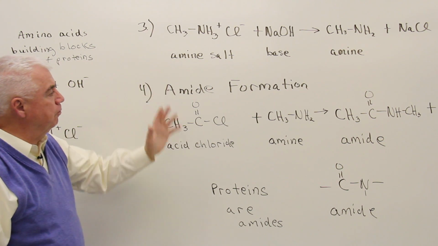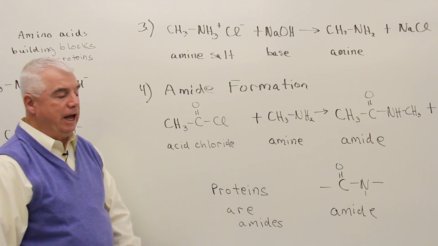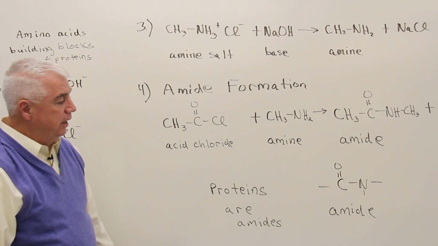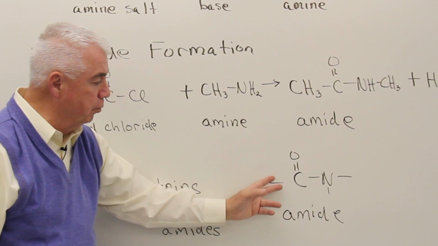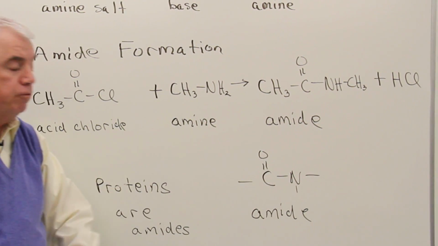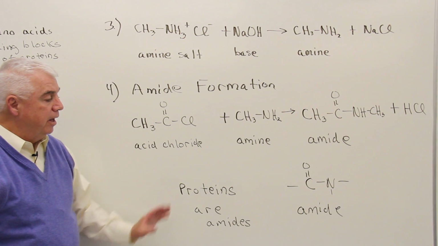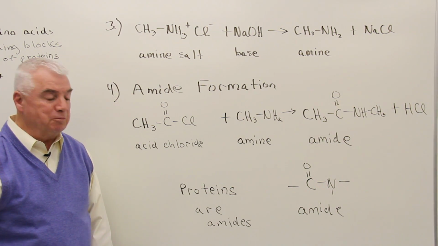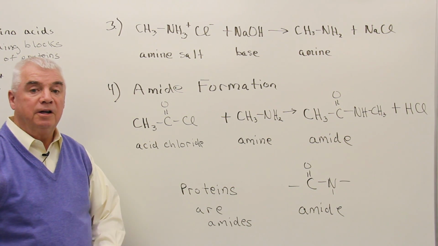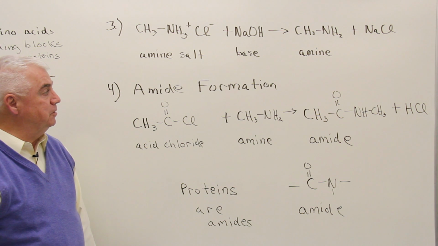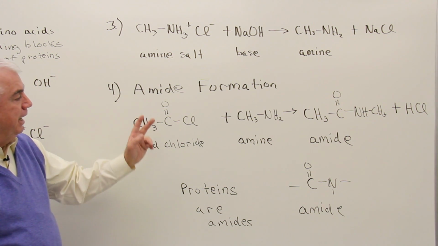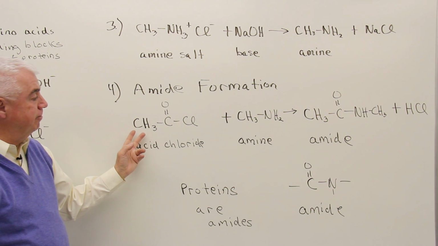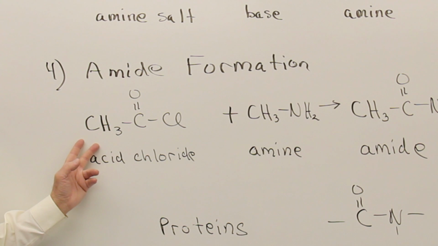In reaction number 4, we're talking about amide formation. And here's the amide functional group. It's a C double bond O with a nitrogen next door. Amides are very important substances because proteins are amides. They're polyamides. To form an amide, we need a reactive substance like this acid chloride.